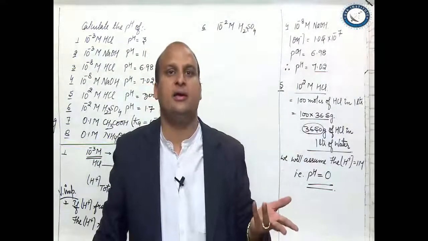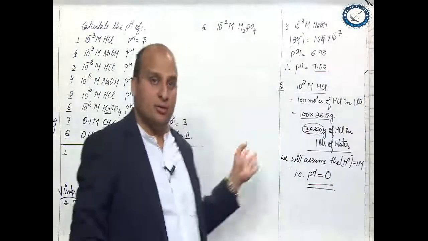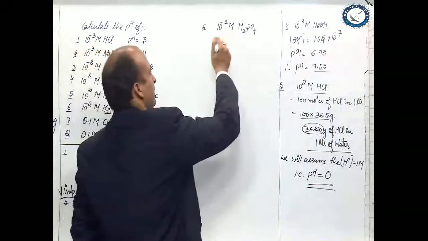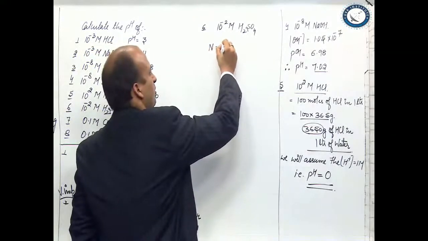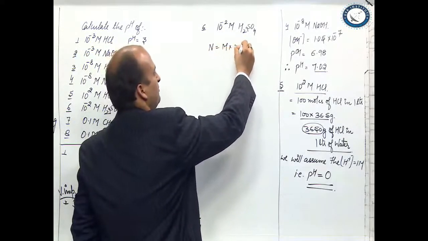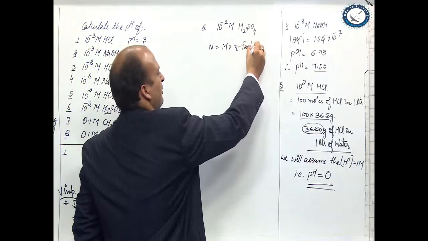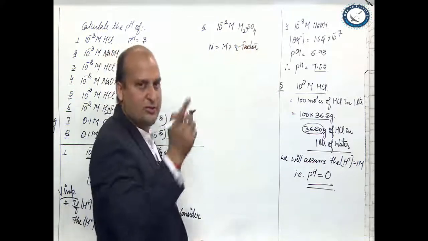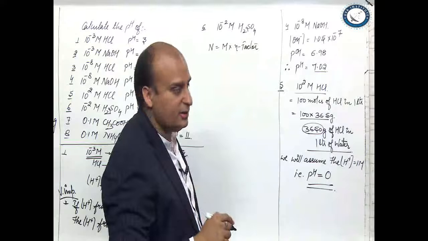Both were equal, so we didn't have to change it. But over here there is a difference. See, normality is equal to molarity multiplied by n factor. For HCl the n factor is 1. For NaOH the n factor is 1. So molarity and normality are same.